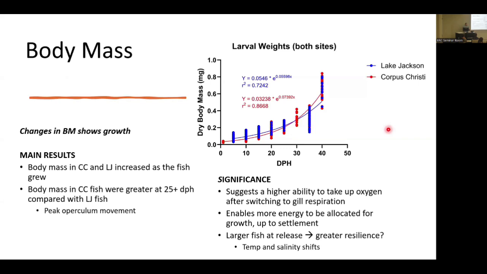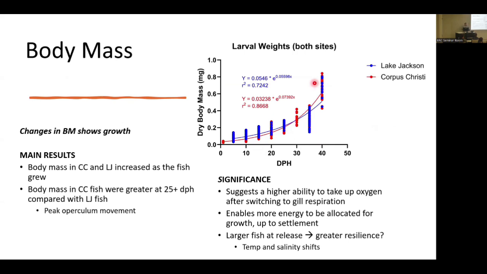And that is borne out in terms of our body mass data. So again, looking at the dry body mass of these fish. So a small difference here is going to be reflective of a larger difference in that wet body mass. We see that the growth curve for that Corpus batch begins a little lower than the Lake Jackson one, but right around 25 to 30 DPH overtakes it, continuing that trend up to metamorphosis and likely past that.